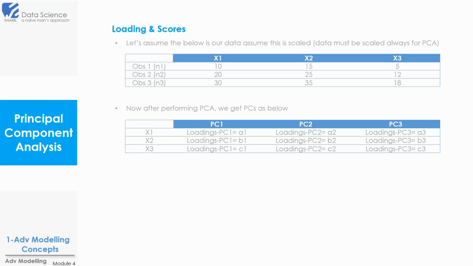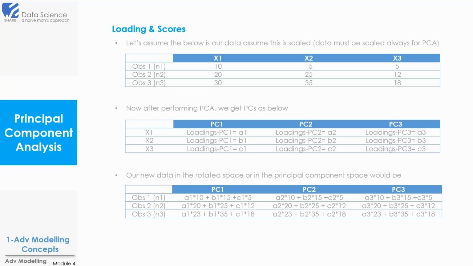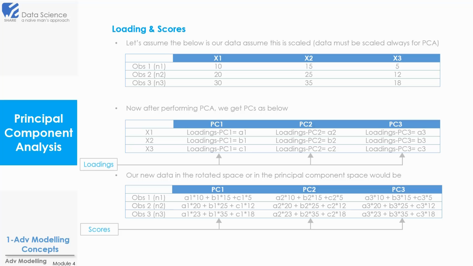We can calculate our new data in the rotated space, or in the principal component space, by simply multiplying loadings to the predictors. So what is happening here is each predictor is now becoming a linear combination of all the predictors. Now the values in the above table are called loadings, and the new data in the rotated space is our scores. So that is how we calculate loadings and scores.